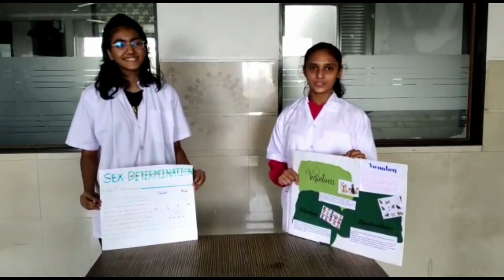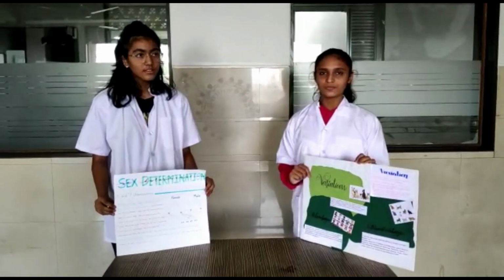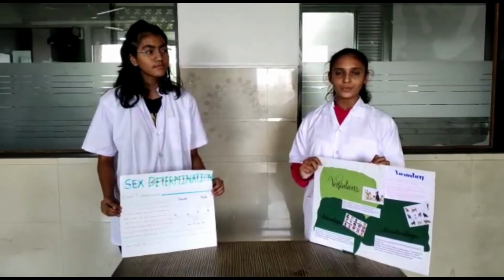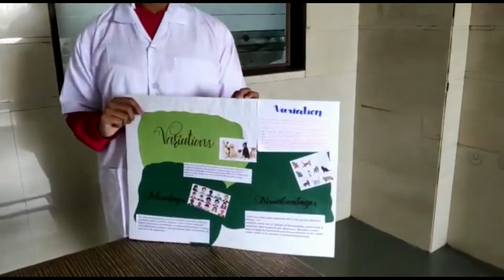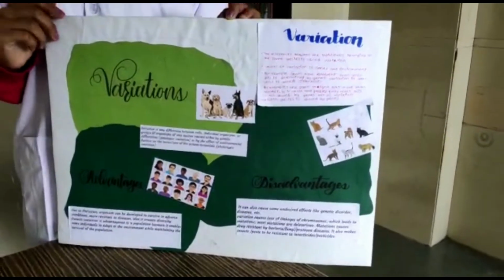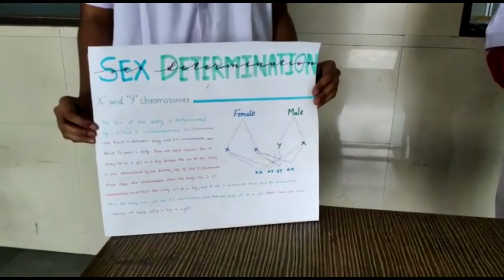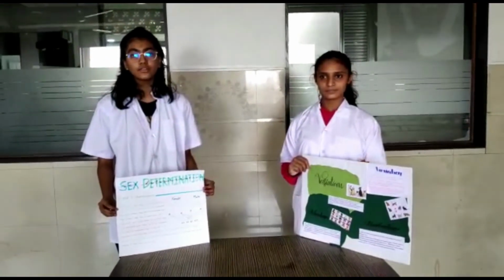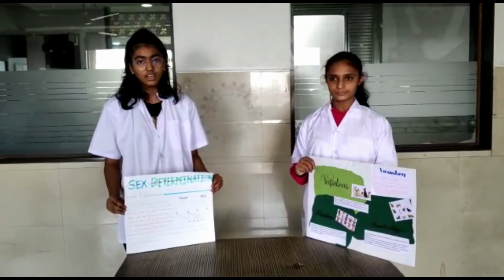Today I am going to introduce two topics, sex determination and variation. First, we'll see variation. Variation is the difference between cells and species, and I'm going to tell you the advantages and disadvantages of variation. The advantage is that the chances of survival are higher when you have variation. The disadvantage is that you can get undesired genetic disorders. Now, let's move on to sex determination.